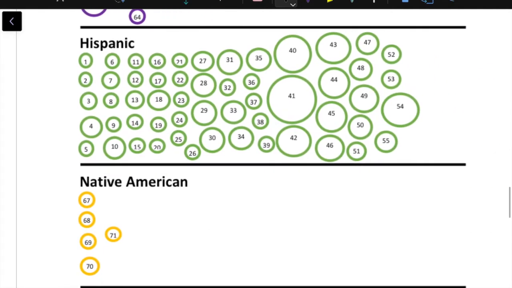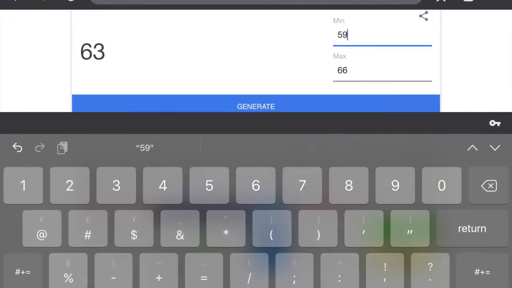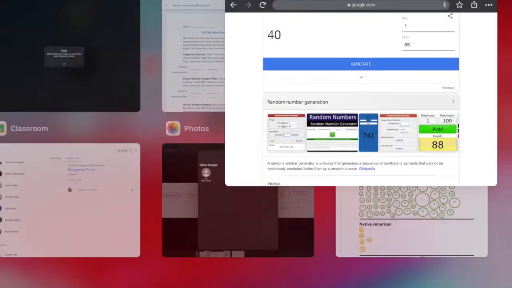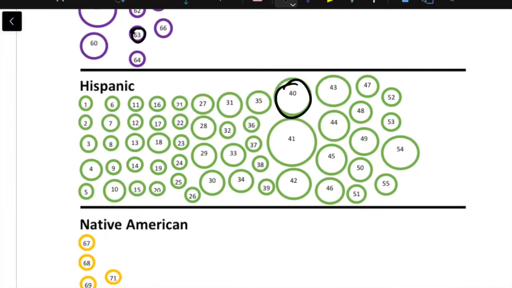Now we're looking at Hispanic. They range from house number 1 all the way to house number 55. So I'm going to change my random number generator to 1 to 55. And that's 40. So we're looking at housing number 40.